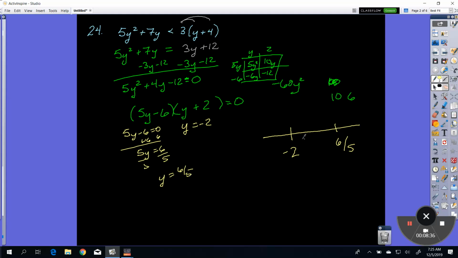So now, those are our critical values. Now we choose test numbers. Something less than negative 2 would be negative 3. Between negative 2 and 6/5 would be 0. Greater than 6/5 would be 2. So now I plug those back into my original problem.